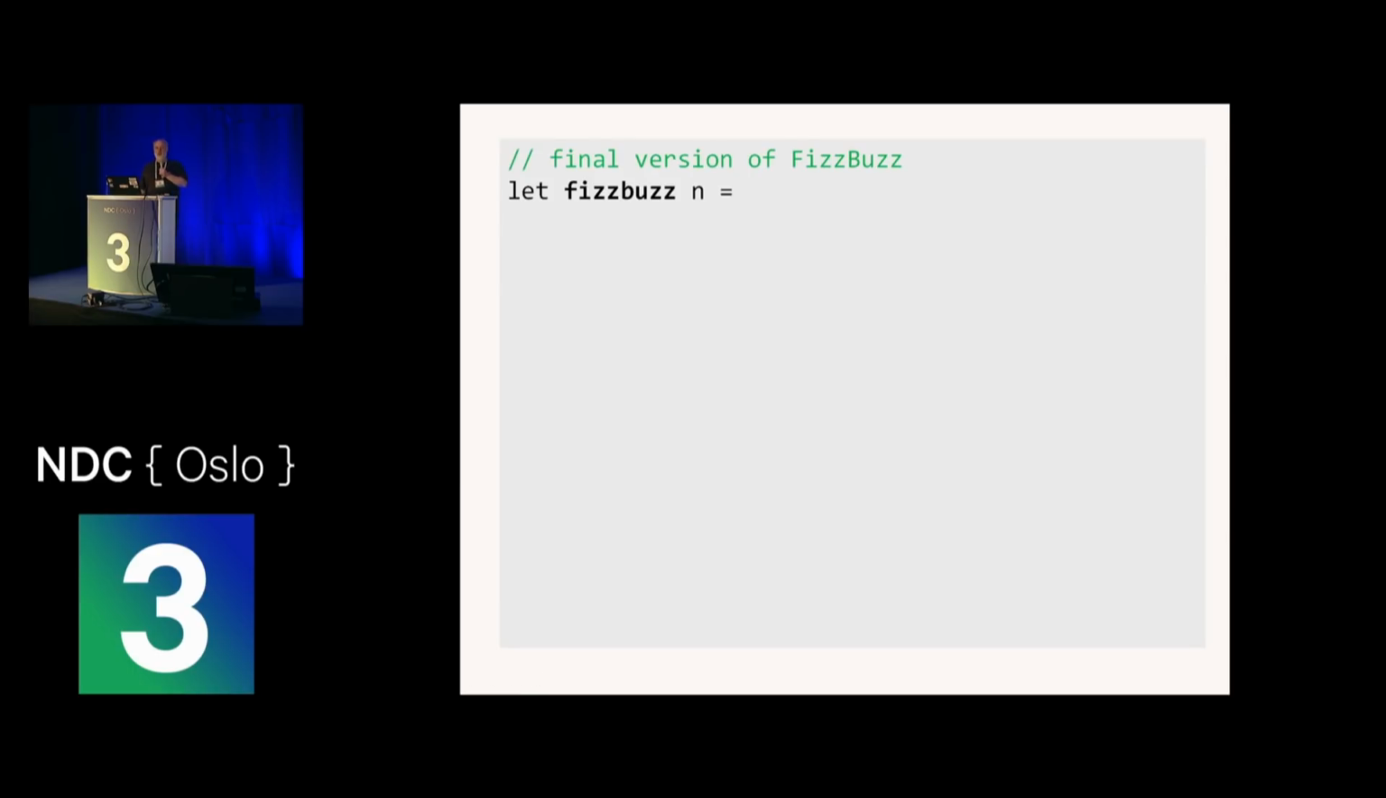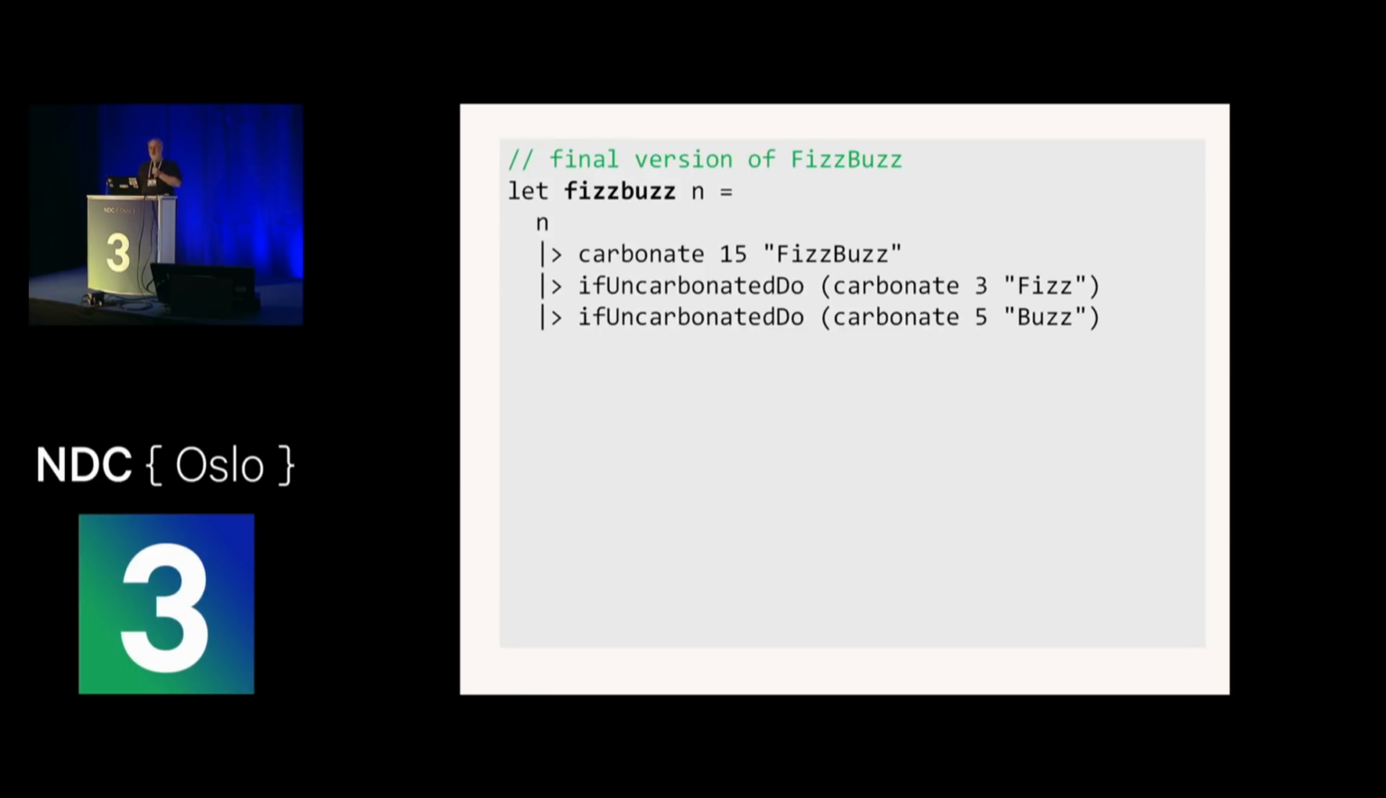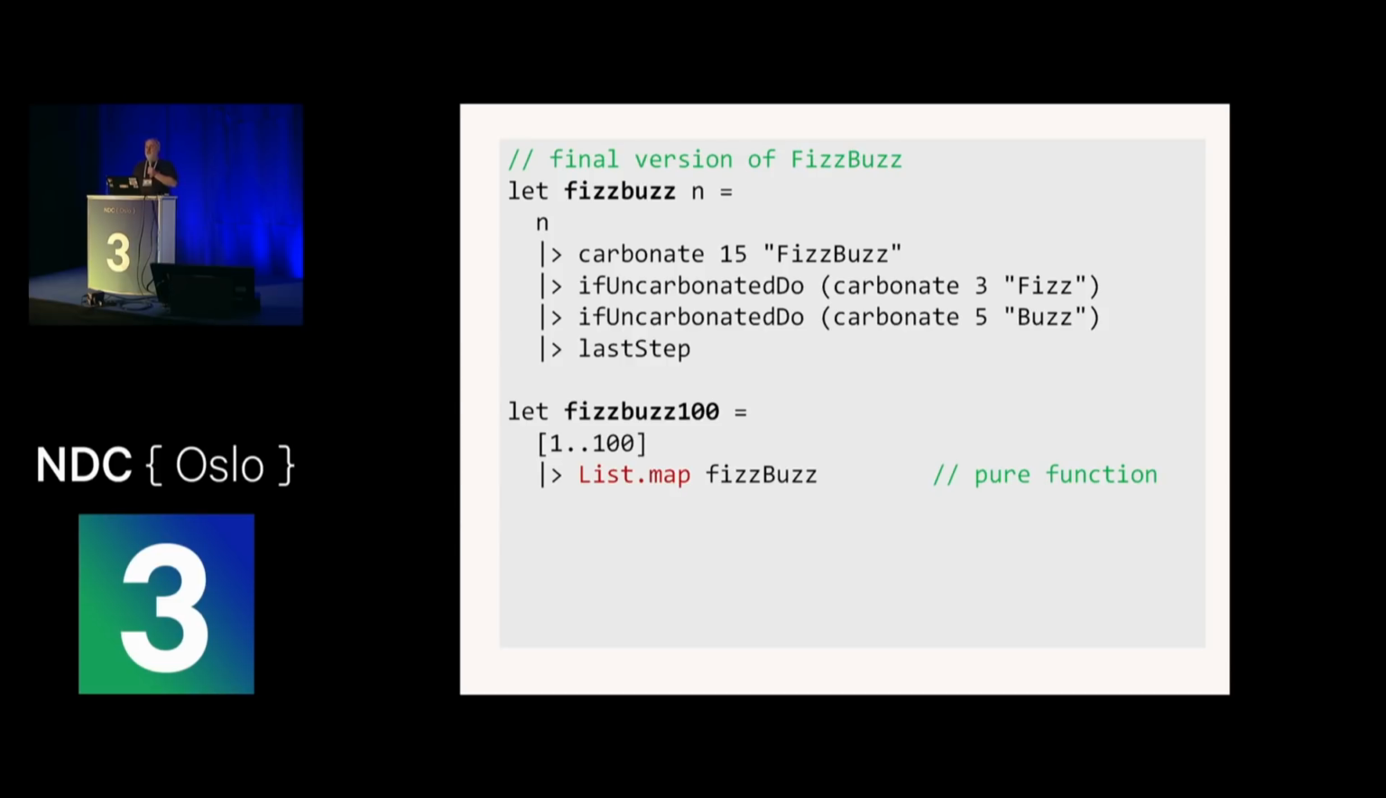So here's our final code. Carbonated, if uncarbonated, do this. If uncarbonated, do this. Otherwise, do the last step. And to do it from 1 to 100, we say, here's 1 to 100. We feed that list of numbers into the mapped version of FizzBuzz, and then it gives us another list of things, and then finally we print those things out.